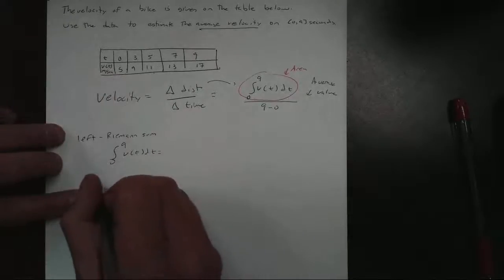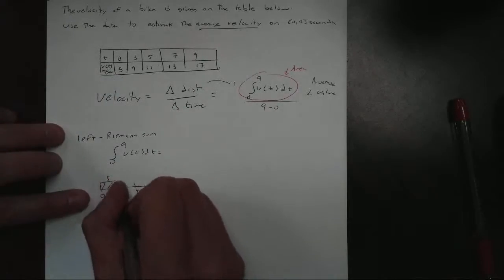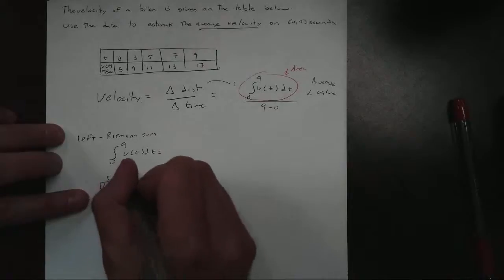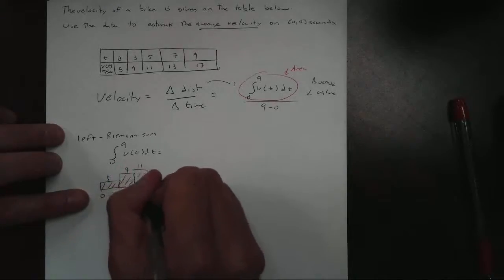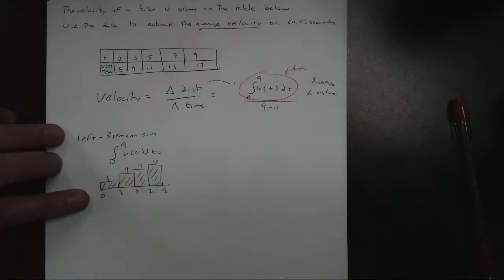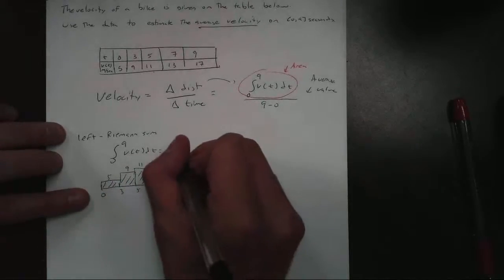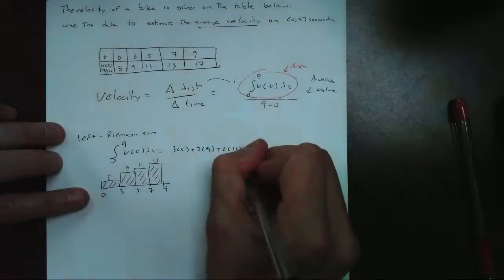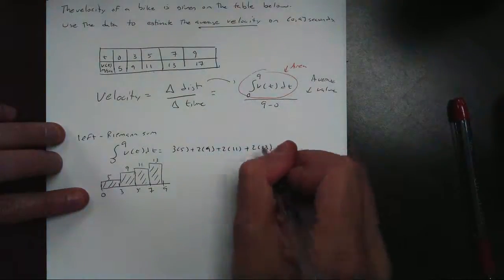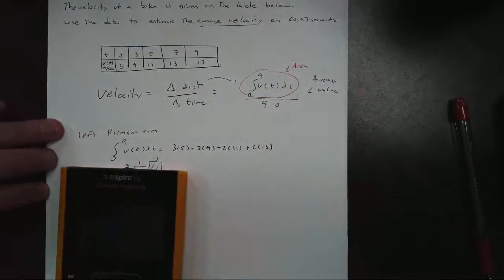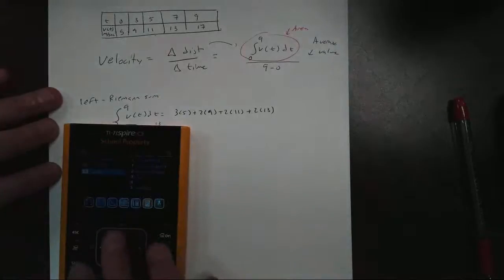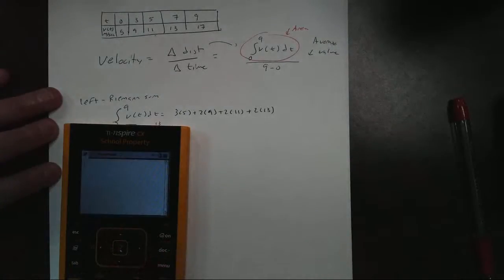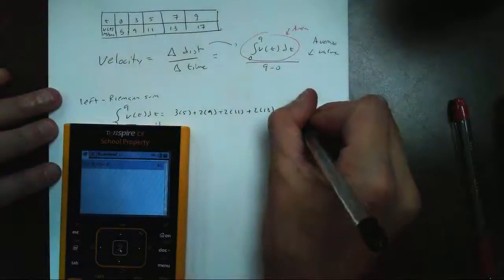Left Riemann sum, I'm going to use a 5. At 3, the height was 9. At 5, it was 11. And then 13. I'm looking for the area underneath here, so it's going to be 3 by 5 plus 2 by 9 plus 2 by 11 plus 2 by 13. And I'm going to calculate that, okay? So if I turn on the calculator here, if I type it in, that's 15 plus 18 plus 22 plus 26, and we get 81.